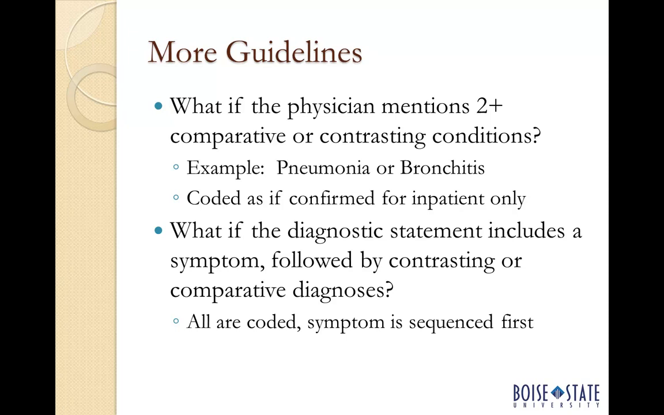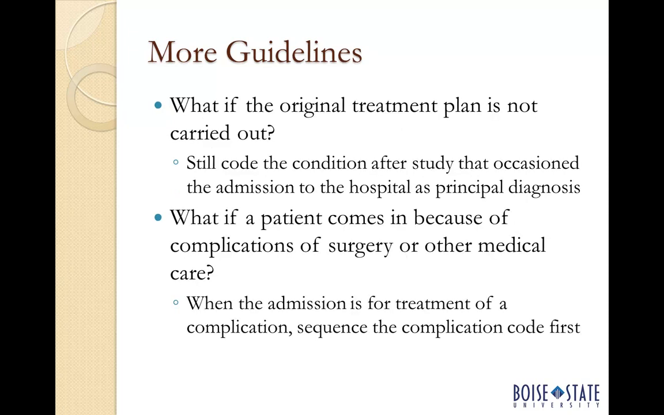Now, sometimes you'll have a diagnostic statement that includes a symptom followed by comparative or contrasting diagnoses. So let's say we have hemoptysis, pneumonia or bronchitis. In that case, we're actually going to code all 3. I know this seems like it goes a little bit against our signs and symptoms rule, but this is just one of those guidelines. So we would code the hemoptysis, the pneumonia, and the bronchitis, and we would keep it in that sequence, with the symptom sequenced first. Just one of those quirky rules.